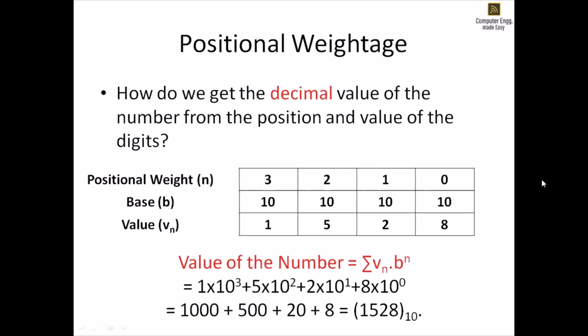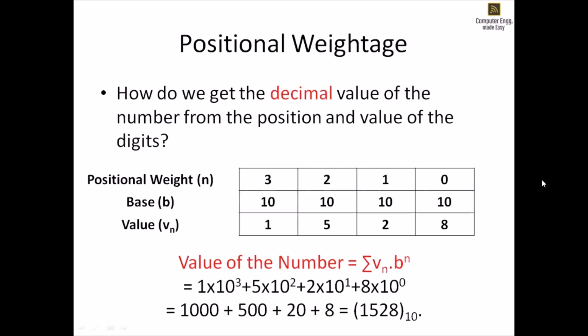In order to calculate the value of the number, we simply find the cumulative sum of the product of the symbol to the base raised to the power of the positional weight for all positions. That is, we multiply 1 to 10 raised to the power of 3, 5 multiplied to 10 raised to the power of 2, 2 multiplied to 10 raised to the power of 1, and 8 multiplied to 10 raised to the power of 0. Finally, we find the sum of all of them and we get 1528 base 10, which is the decimal value of the number.